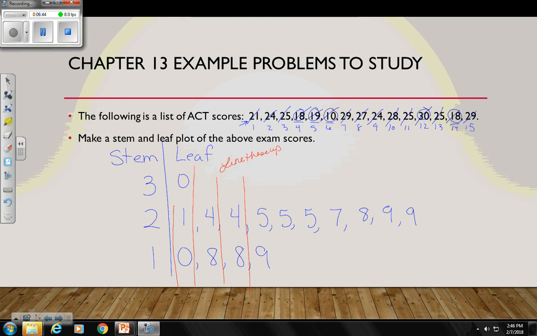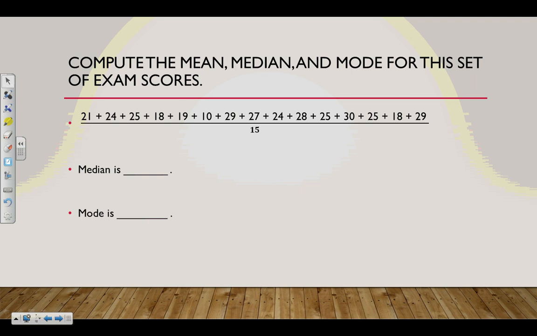We have 15 of these, so I'm counting 1, 2, 3, 4, 5, 6, 7, 8, 9, 10, 11, 12, 13, 14, 15. I have them all represented in my stem and leaf plot. So that means that hopefully it's correct. Okay, let's go to our next one.